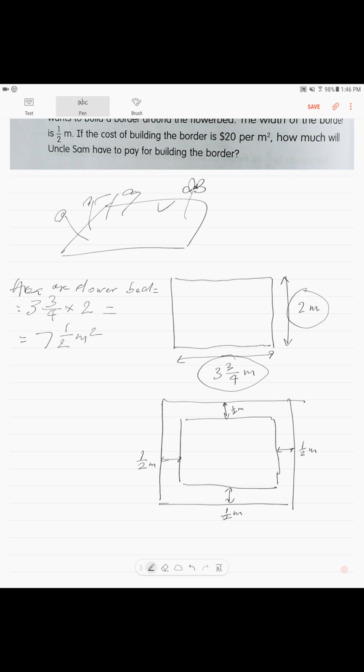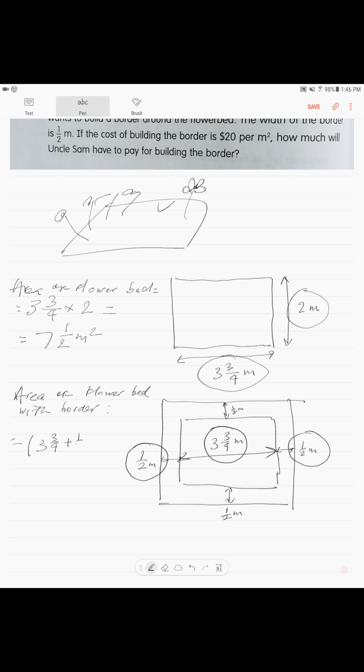Now here, what do you do? Let's write it too. Area of flower bed with border. So our length over here was 3 3/4 meters, and now it is plus one border on one side, plus the border on the other side. So the length becomes 3 3/4 plus 1/2 plus 1/2. This is our length.